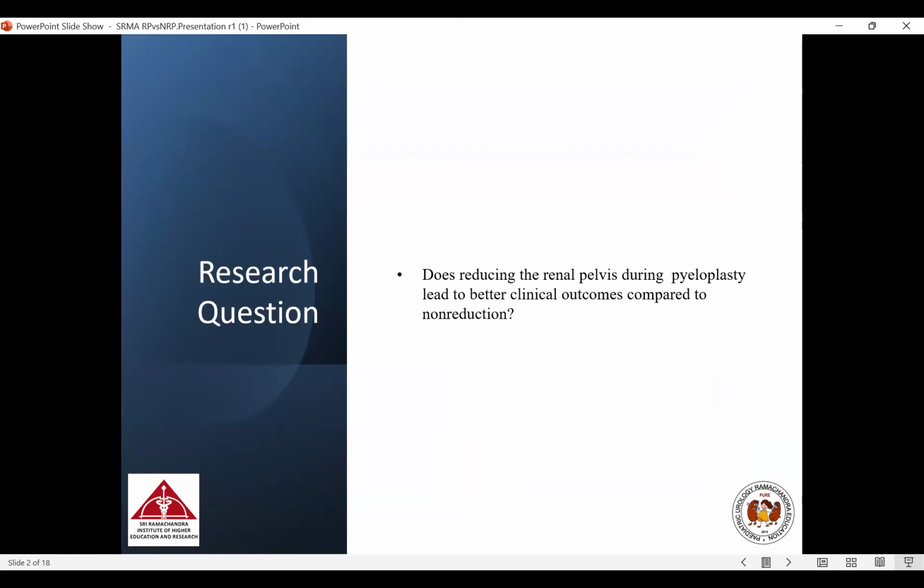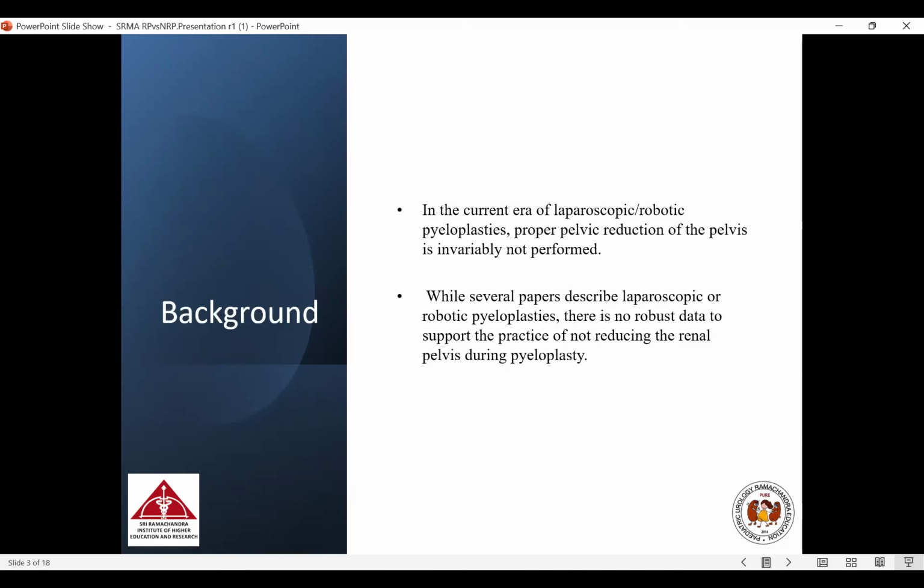The article is about this research question: does reducing the renal pelvis during pyeloplasty have a better clinical outcome compared to not reducing the pelvis? That is the research question. The reason we asked ourselves this question is that we have not been reducing the pelvis, particularly the laparoscopic and robotic surgeons. Initially we started doing it because we felt that it takes a lot of time to reduce. Then we felt that things were moving in the right direction even without reduction. So we continued not reducing the pelvis, and we just wanted to see what happens.